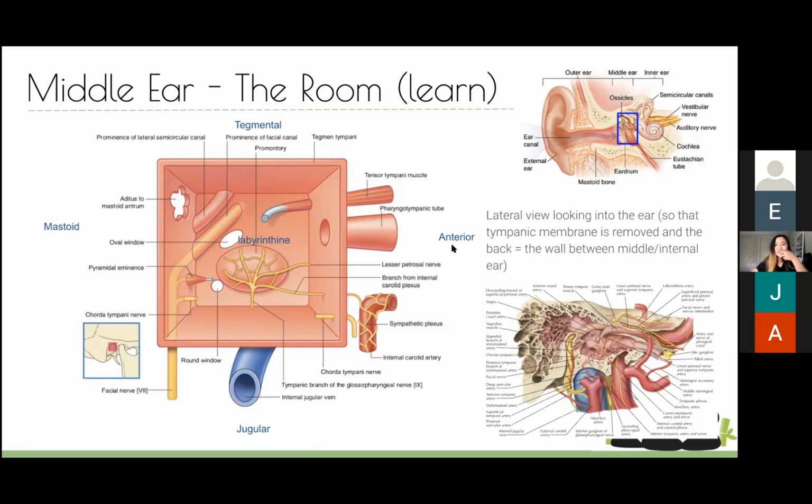But I guess to run you through very briefly, it's important to orient yourself. So this is looking, say, at someone's ear. So you're basically at the tympanic membrane, looking into the depths of their head. This is anterior, so towards their nose. This is mastoid, so posterior, towards the back of their head.